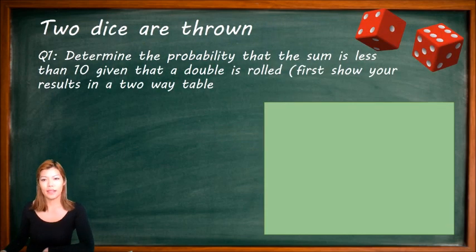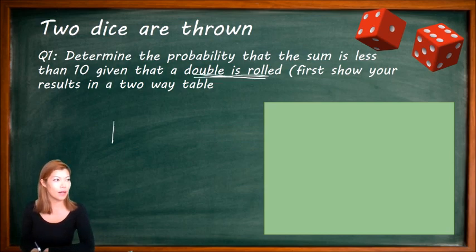Let's look at a question that has dice in it. Determine the probability that the sum is less than 10, given that a double is rolled. So this time, the given part is a double is rolled. And what we want is the sum is less than 10. So you're adding it up and it has to add up to less than 10. That's what we want.